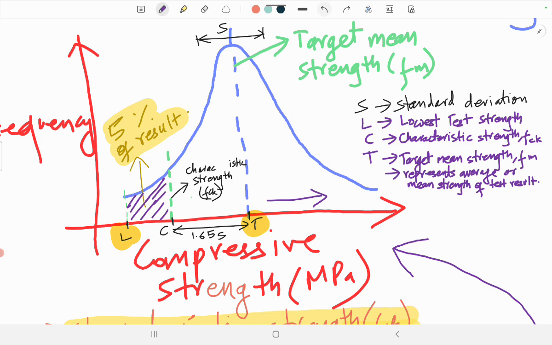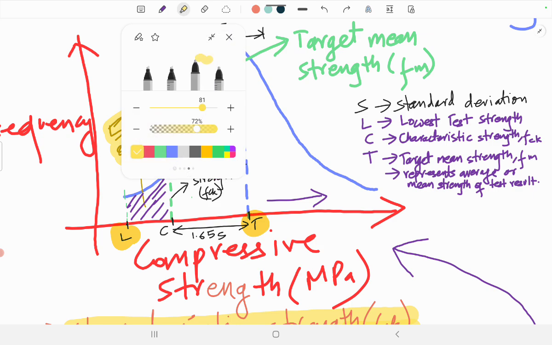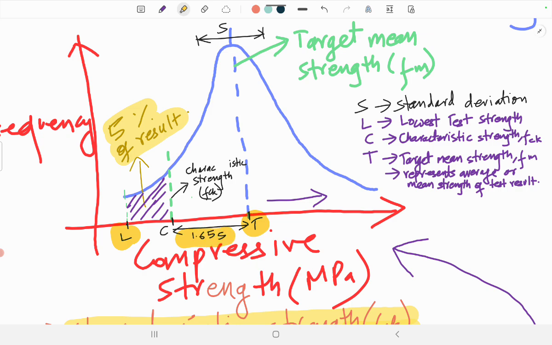After the plot, the characteristic strength is that value which is 1.65 times S distance from the target mean strength region. So this is 1.65 S, and you write the letter C here. Characteristic strength is that value, and beyond this value 5% of the test results mainly fall.